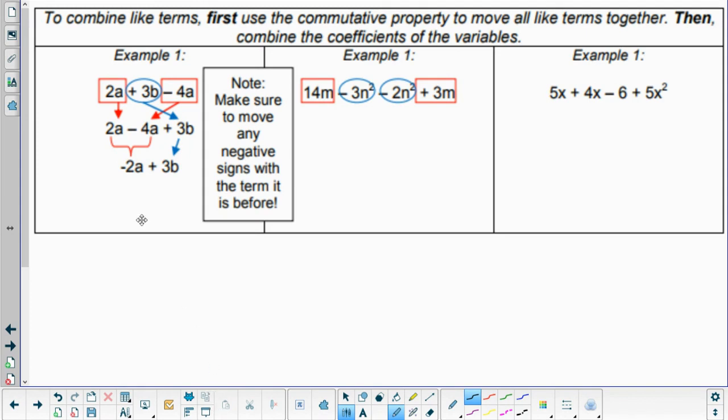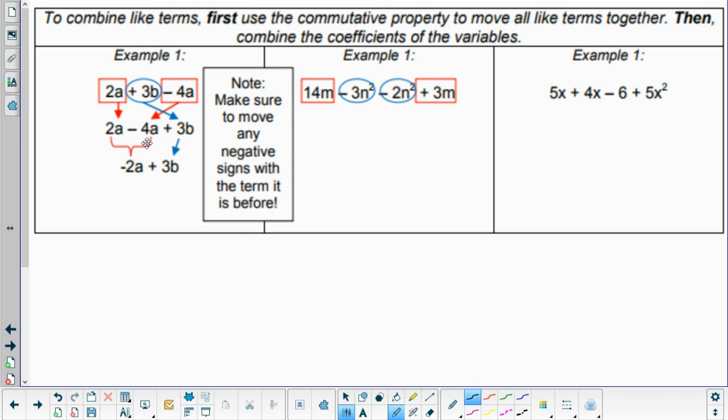So let's look at example 1. So we have 2a plus 3b minus 4a. So I can tell that 2a and negative 4a are like terms, so I'm going to slide them next to each other.